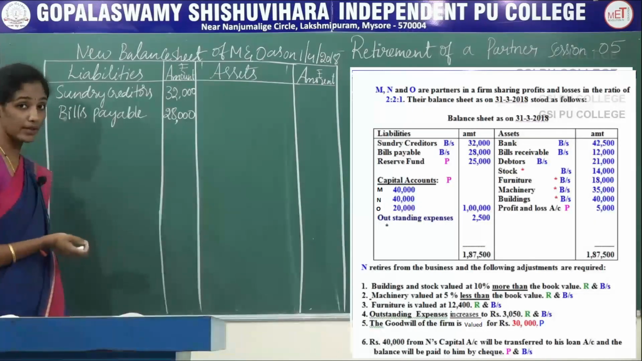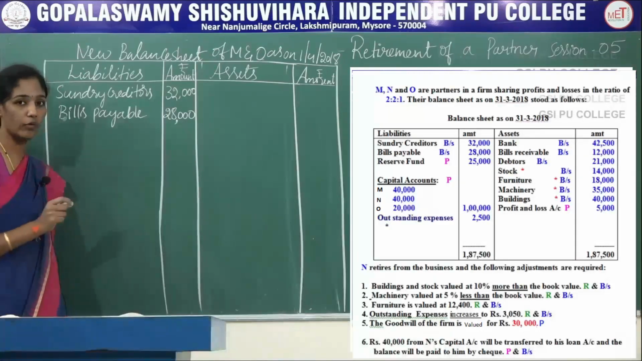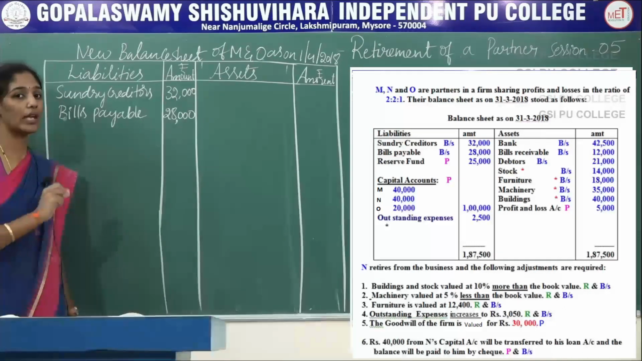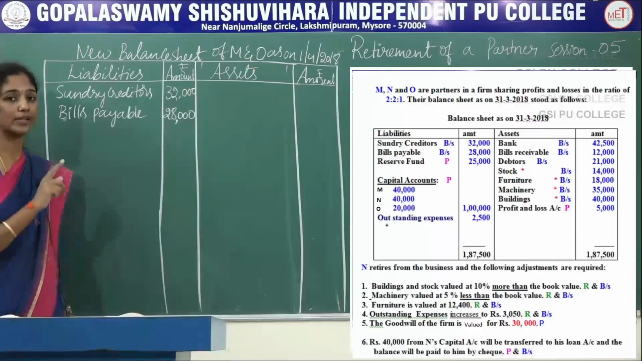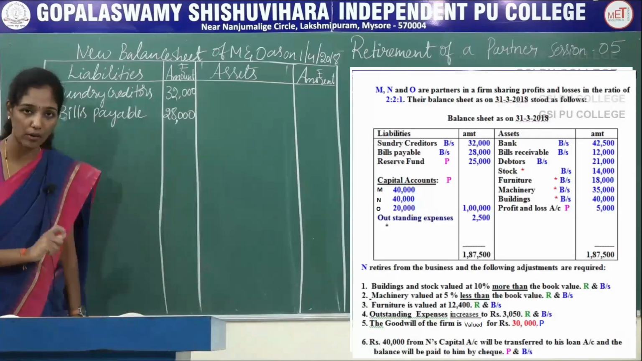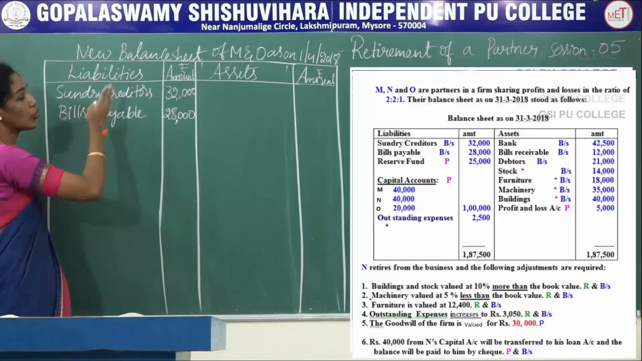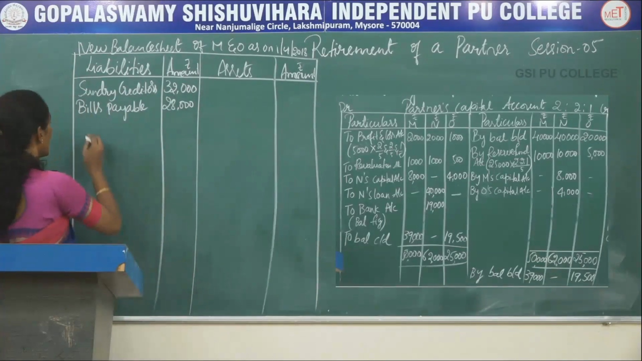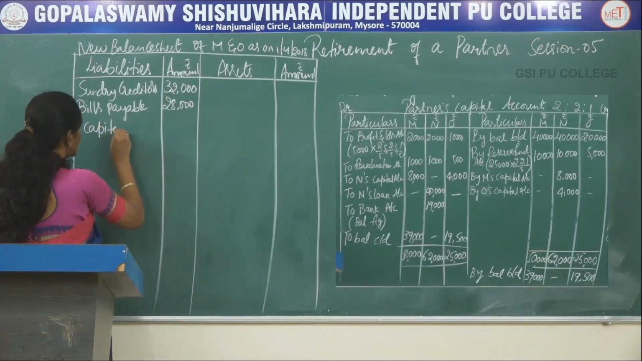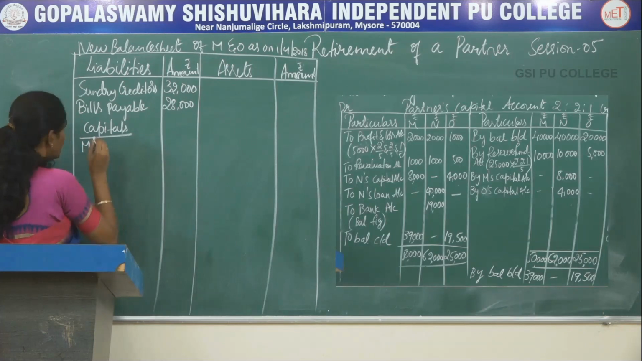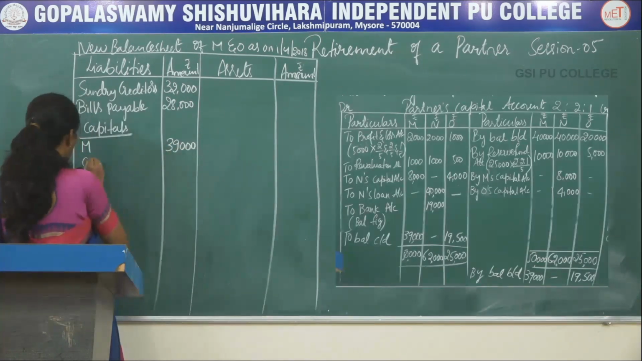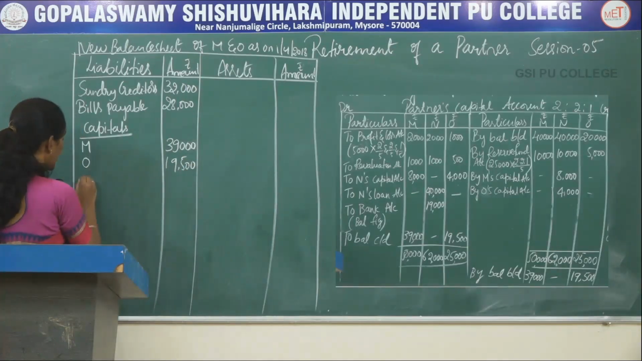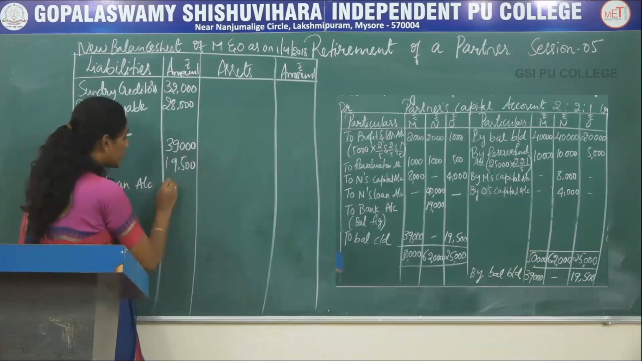Now the next item is reserve fund. Don't consider reserve fund because it is already recorded in partners' capital account. All the items given in the balance sheet, we record only one time. So reserve fund we have already recorded in partners' capital account, so no need to record again in the new balance sheet. Next we have to record the capital balance of continuing partners. So right on the liability side, capital: M 39,000 and O 19,500. Next is N's loan account, 40,000.